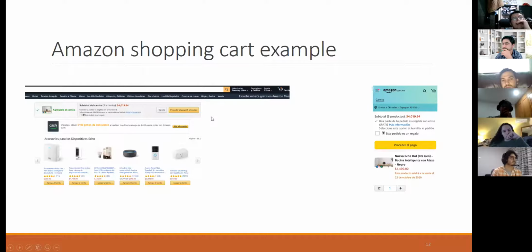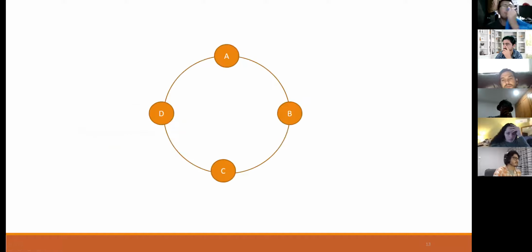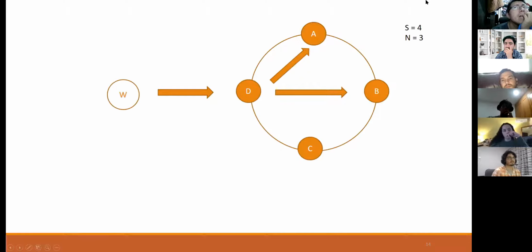So now we are going to see a small example of the Amazon shopping cart and how it managed to get synchronization between the web application and the mobile application. So imagine we have this ring with 4 nodes. It doesn't matter if those are physical or virtual. So in this case, we have S equals 4 because that's the total of nodes that we are looking at here. And we have N equals 3 because that's the number of nodes that are handling the information.